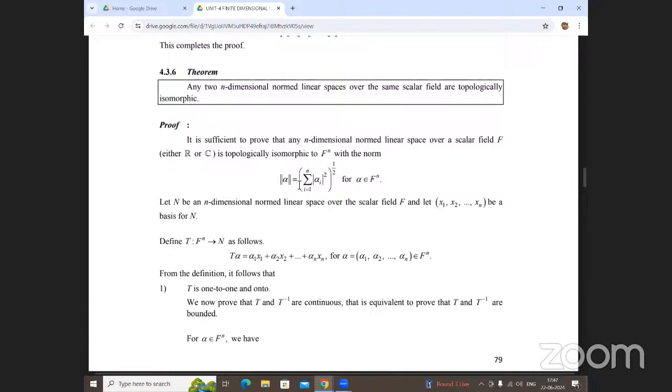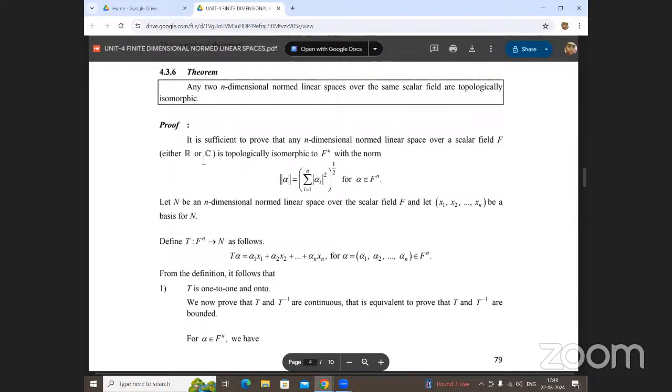Then their norm is represented by, what is the norm condition? Summation of mod alpha i whole square, whole power 1 by 2, or square root of mod alpha i square. So it is represented by the square root of mod alpha 1 square plus mod alpha 2 square, and so on up to mod alpha n square. So that value is the definition of norm alpha. Here alpha is an n-tuple of the field elements, and each element is either real or complex.